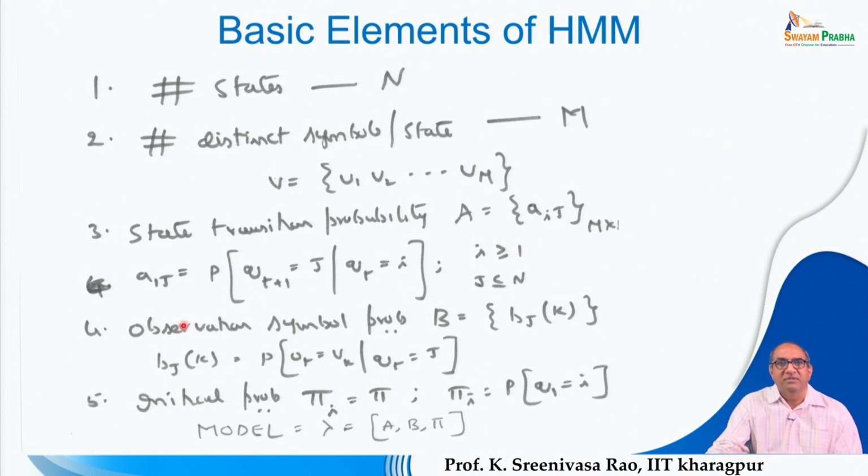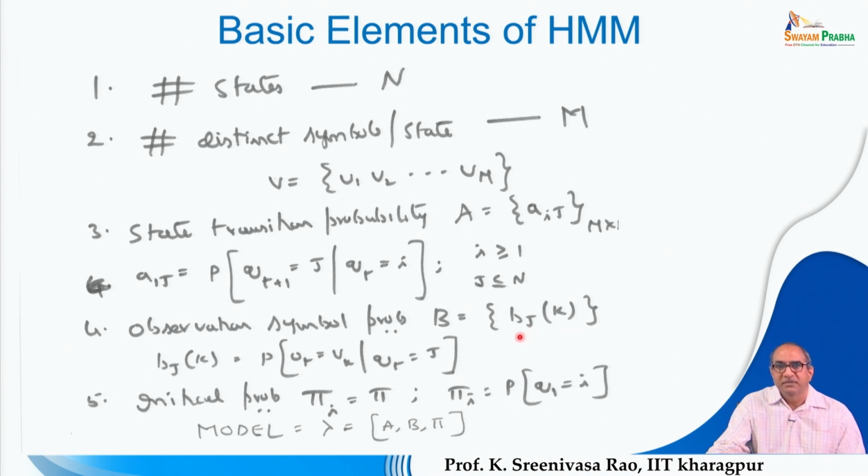Then we come to the observation symbol probability. It can be defined as again a matrix B, because there are multiple symbols and multiple states. There are n states and the number of symbols will be capital M. So the observation symbol probability matrix, from each state, covers the symbols that are possible, and can be represented as Bjk.